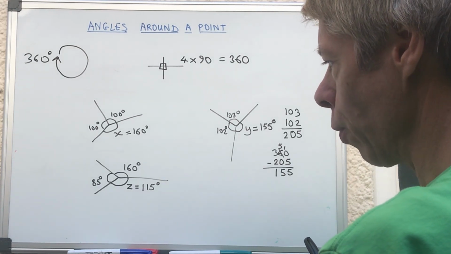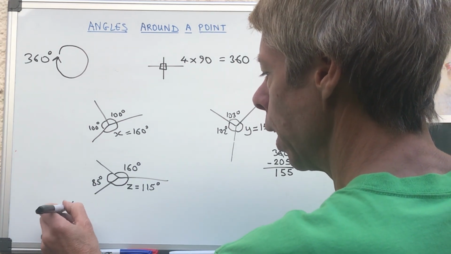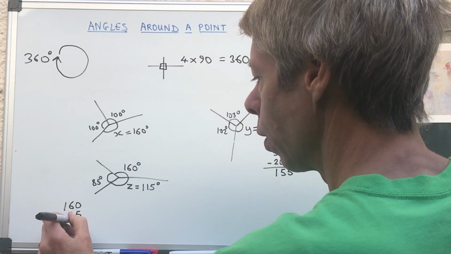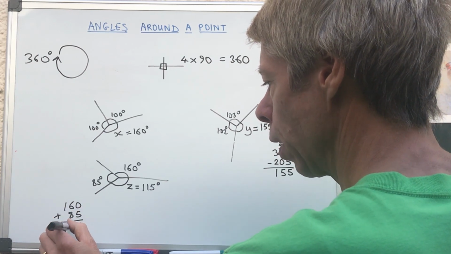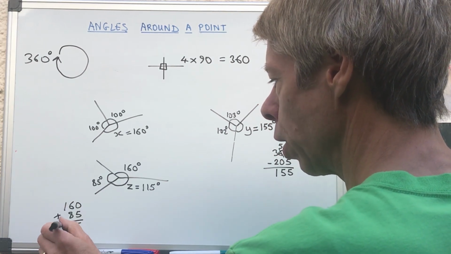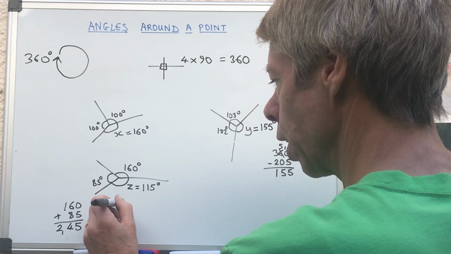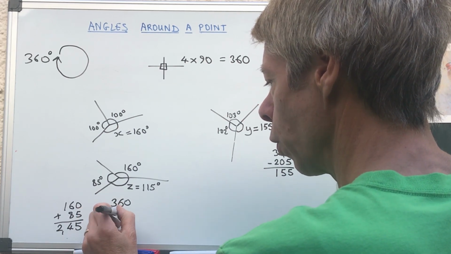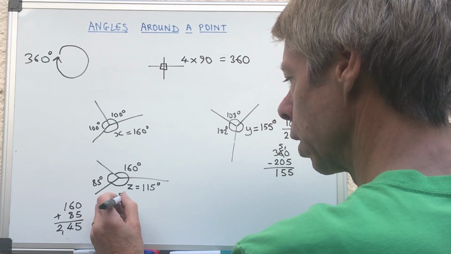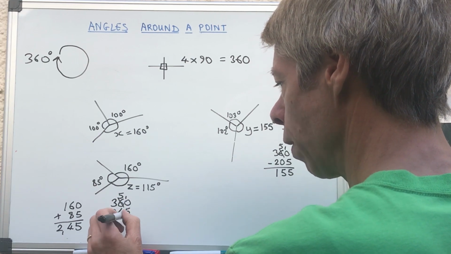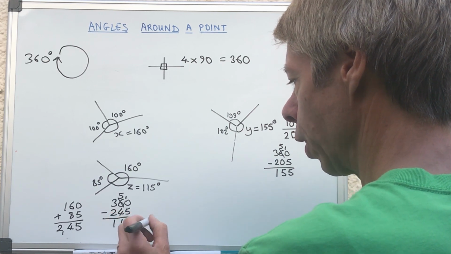However, if we have the time and we really don't want to make a mistake, let's do it the long way. So let's do 160 plus 85. 0 plus 5 is 5. 6 plus 8 is 14. And then 1 plus 1 is 2. So we get 245. So then to work out Z, we need to do 360 take away 245. So 0 take away 5 we can't do, so cross out that 6. 10 take away 5 is 5. 5 take away 4 is 1. 3 take away 2 is 1. So we have 115 degrees.